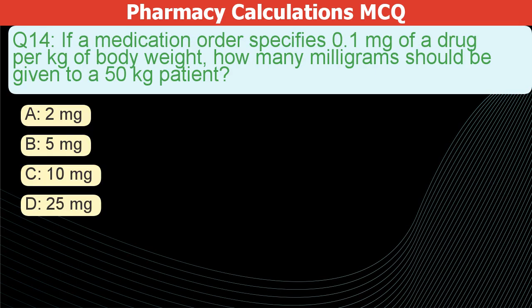A medication order says to give 0.1 milligrams of a drug per kilogram of body weight. How many milligrams should a 50 kilogram patient receive? A. 2 milligrams. B. 5 milligrams. C. 10 milligrams. D. 25 milligrams.